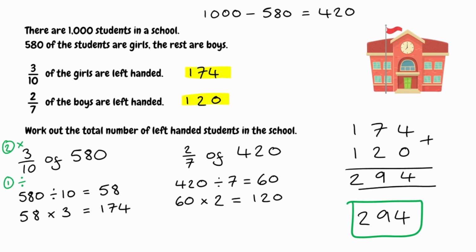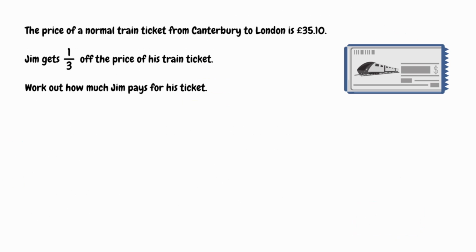Okay, let's take a look at this next example. So here we have that the price of a normal train ticket from Canterbury to London is £35.10. Jim gets 1/3 off the price of his train ticket. Work out how much Jim has to pay for his ticket. We've got another fraction of an amount question here. We need to do 1/3 of this £35.10.